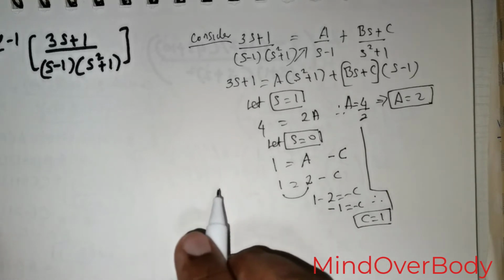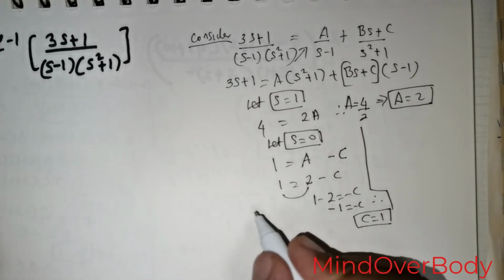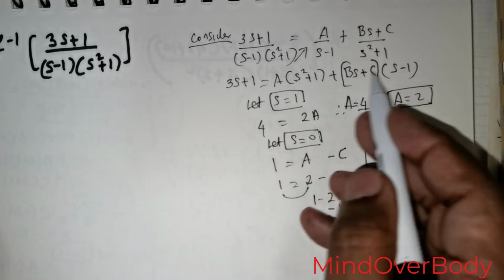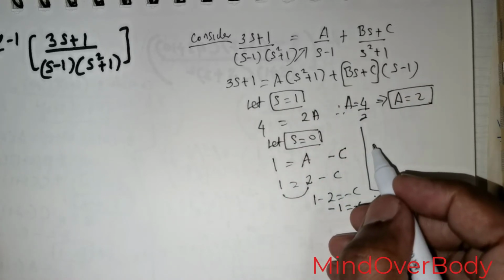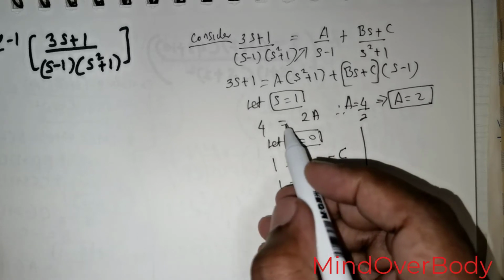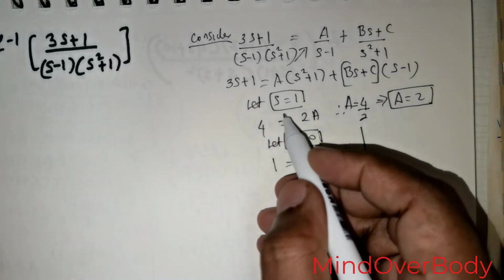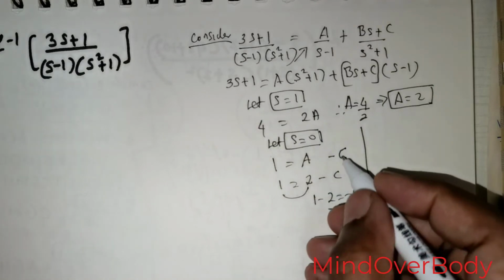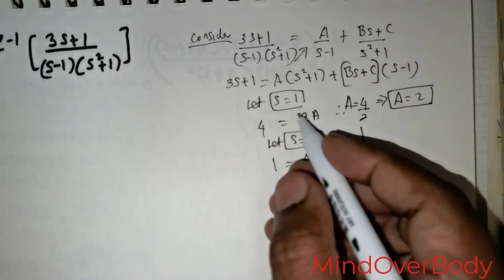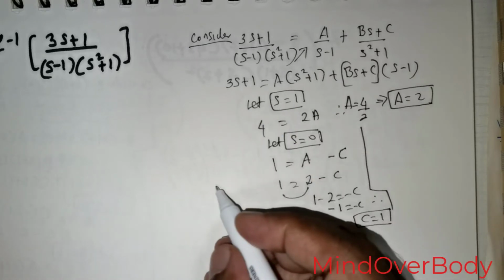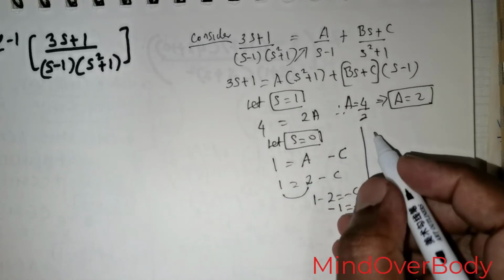So I've got the value of a and the value of c. Now all I need to do is pick a random value and substitute it into this system. So I will pick a value, say s is equal to minus 1. It doesn't matter, minus 1, because I was thinking of getting rid of any possible terms here, but that doesn't seem to be working out.